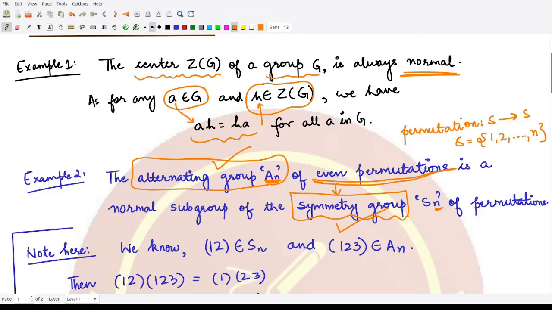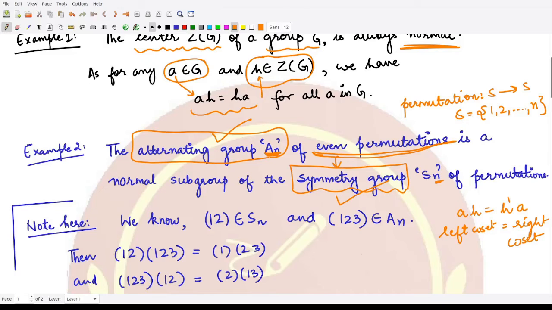You can verify this. For this particular group I wanted to tell you something we discussed in the previous video. Remember, I told you that ah equals h'a. If the left coset is equal to the right coset, it is not always true that h is equal to h'. I wanted to show this with the help of this example.